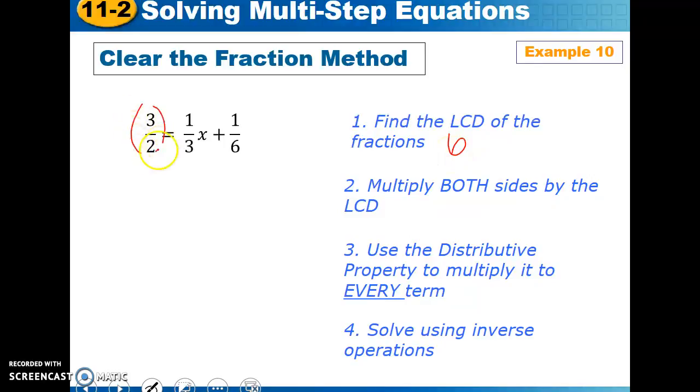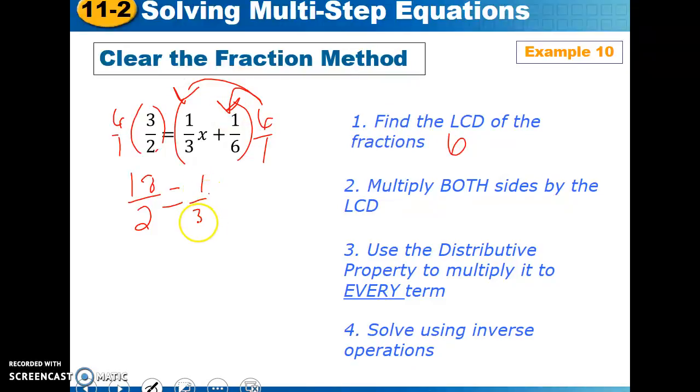So we're going to multiply this side by 6 over 1, and we're going to multiply this entire side by 6 over 1. So first, multiplying the left side, 6 times 3, that's 18 over 2. And then this is the distributive property, so we have to multiply it times each term, every term. So 1/3 x, we multiply by 6 over 1, and then we do 1/6 by 6 over 1. So here I can simplify 18 over 2 to be 9.